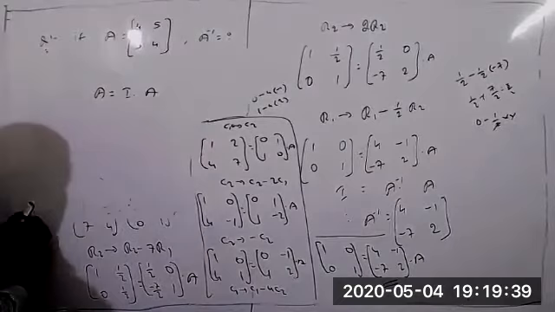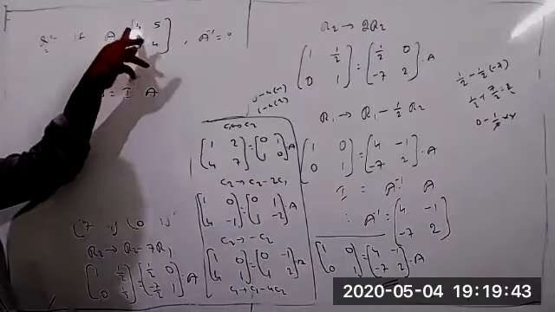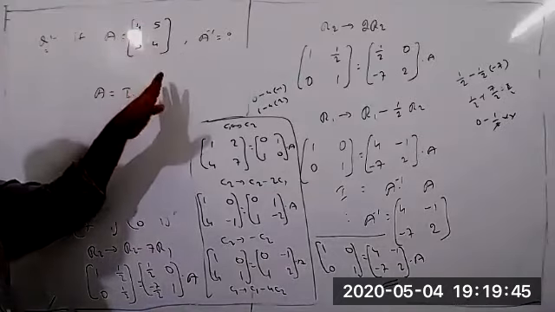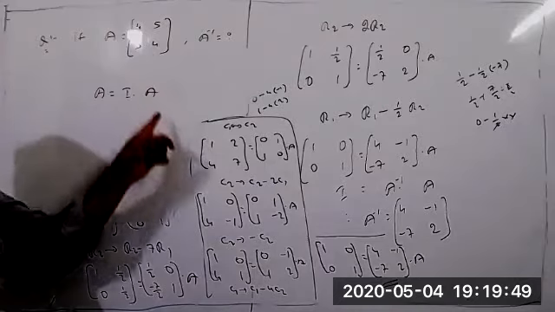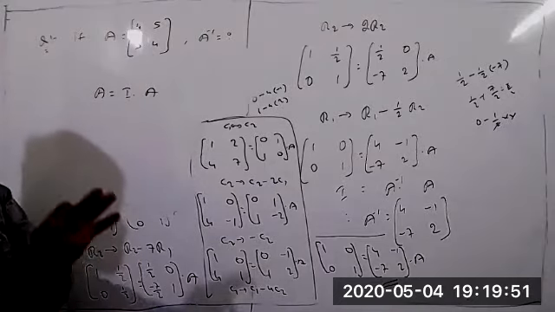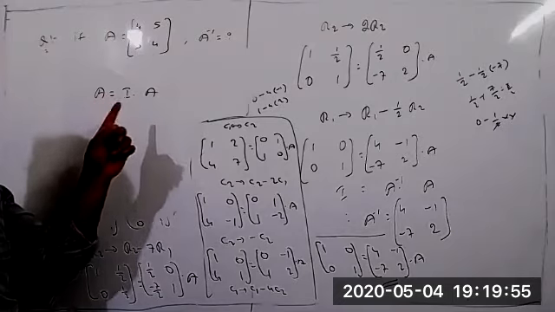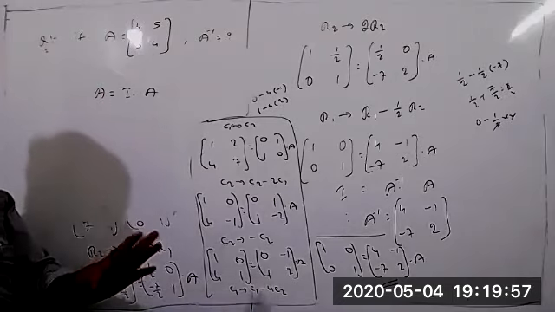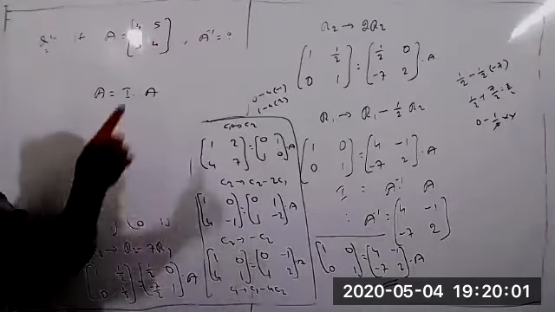Here, if AD minus BC equals 0, then finding the inverse of the given matrix is not possible. That means the inverse does not exist for the given matrix. Suppose AD minus BC is not equal to 0, then the inverse is possible.